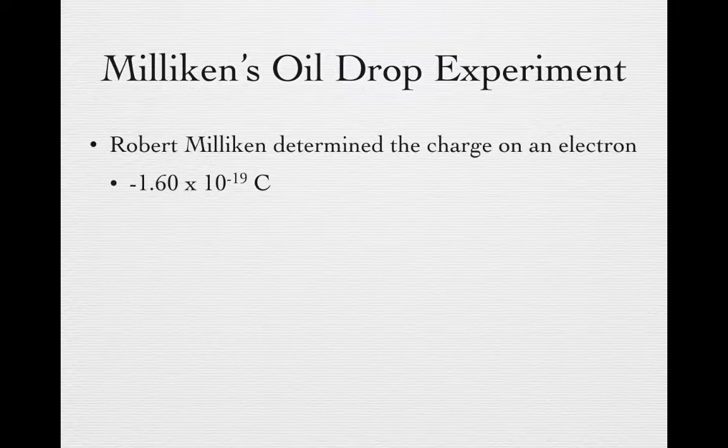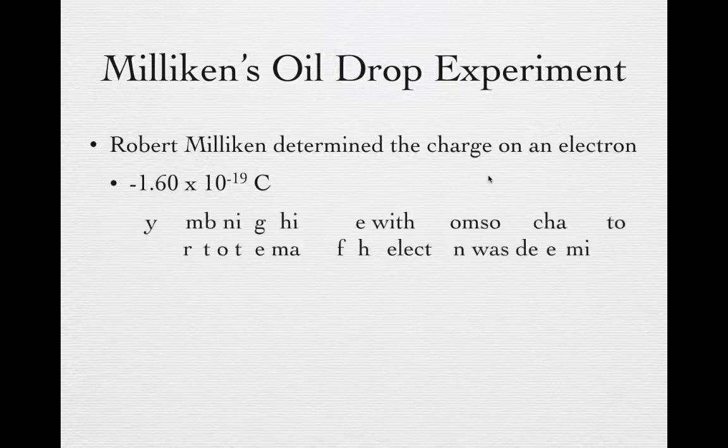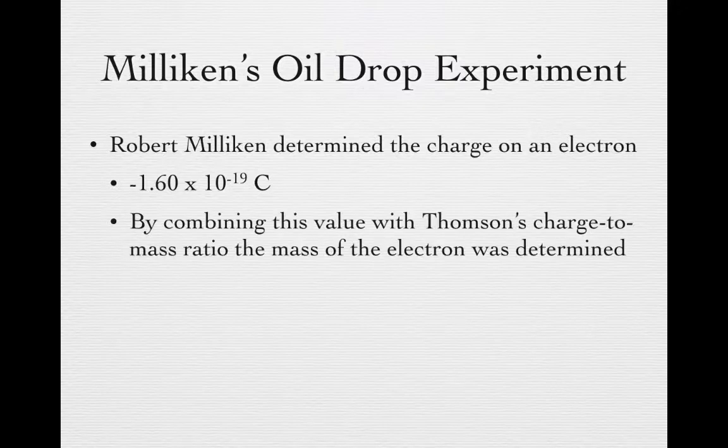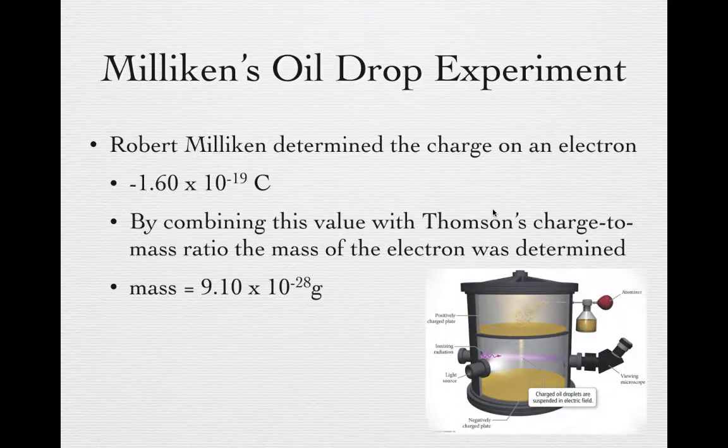semester of chemistry. We don't do a whole lot with it during Chemistry 141, but by combining the value that he received for the charge and Thomson's charge to mass ratio, he was able to get a much better mass of the electron, and it was found to have a mass of 9.1 times 10 to the minus 28 grams, or we also see 9.1 times 10 to the minus 31 kilograms, and so a very, very small particle.